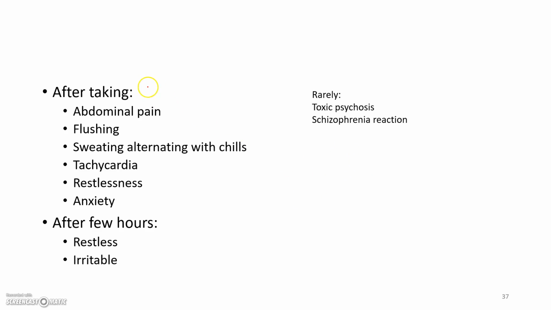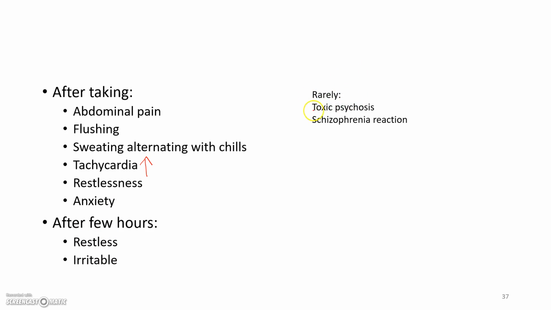After taking khat, you might develop abdominal pain, flushing, and then sweating that alternates with chills, and your heart rate goes up, tachycardia. So your heart rate goes from maybe 60 to 80, 100, 120. You become restless and anxious. And after a few hours of taking khat, besides becoming more restless, you also develop irritability.